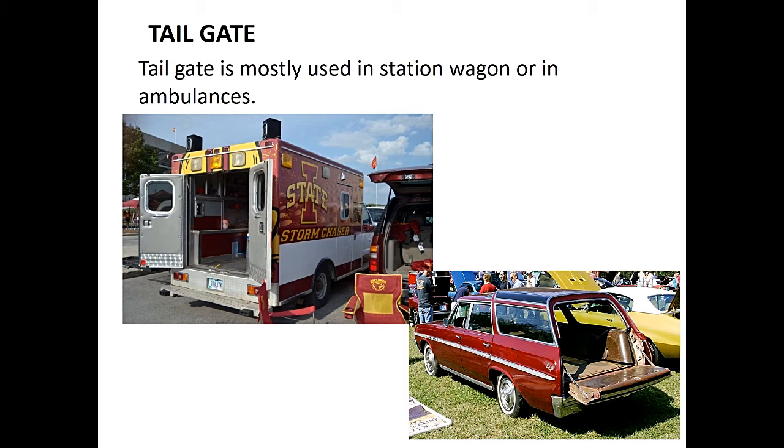Tailgate. Tailgate is mostly used in station wagons or in ambulances. Ambulances and station wagons are mostly used for carrying wounded people and those who are unable to reach their destination themselves.